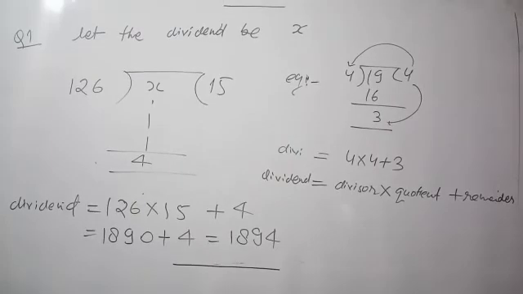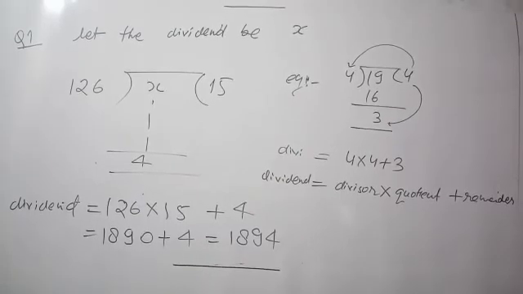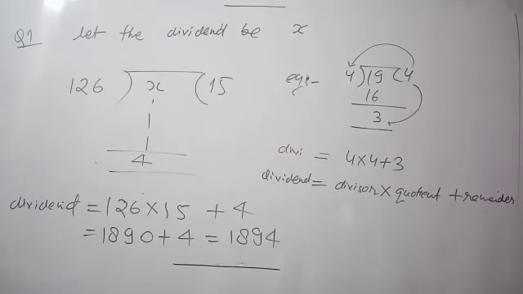Move to question number 5. First part, any whole number divided by itself gives the quotient 1. This is right, because if you divide 2 by 2, then the answer is 1. 3 by 3, 1. 4 by 4, 1. Second, for the statement 0 by b equal to 0, the value of b can be any whole number. Yes, it can be any whole number. If you divide 0 by any whole number, then the answer is 0.